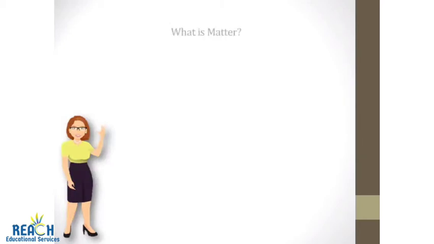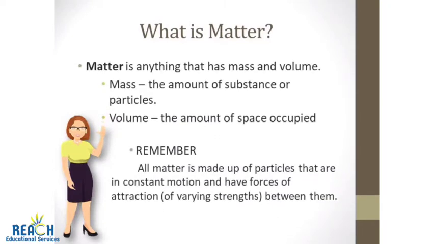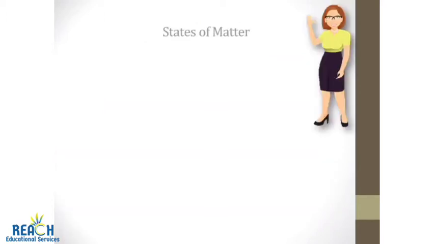Now, in our previous video, we studied the particulate theory of matter, and in this video, we learned that matter has mass and volume, meaning that it has substance and it takes up space. We also learned that according to the particulate theory of matter, all matter is made up of particles that are in constant motion and have forces of attraction between them. So now that we have gone through our background information, let us get to our main topic, states of matter.